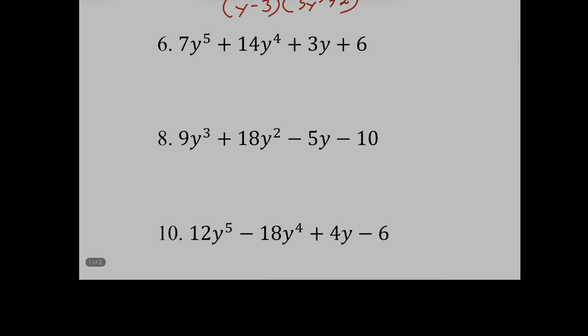Number 7. On the left, these left two, I can pull out a 7, a y to the 4th. And I'll be left with a y plus 2. Here I can pull out a positive 3. And I'm left with a y plus 2.